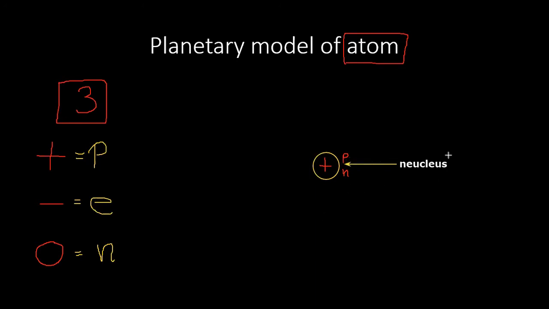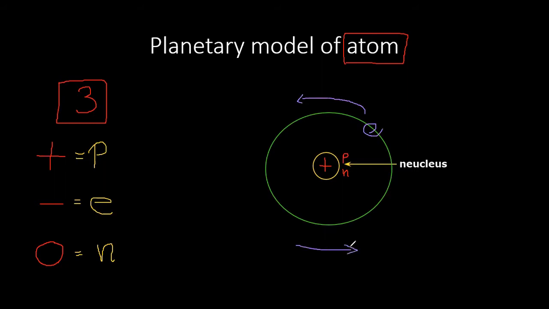And then, where are the negatively charged electrons? Ernest Rutherford said that the electrons are rotating at a very high speed around the nucleus. So they are in a path where they are rotating in a direction around this nucleus. This is like the planets rotating around the sun. That is why we call this the planetary model.